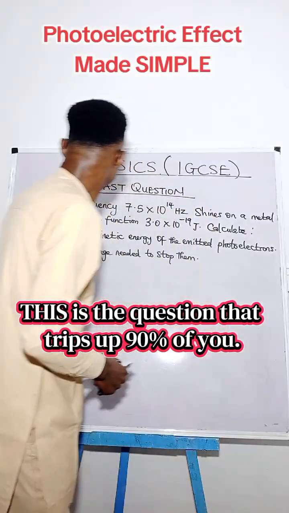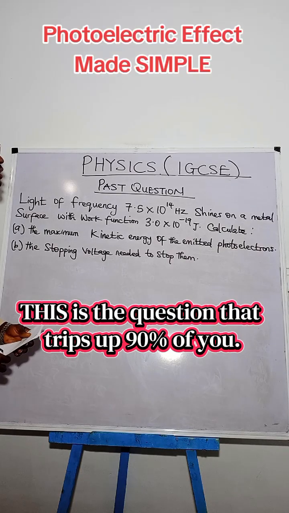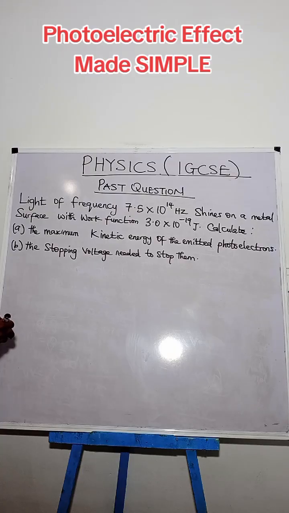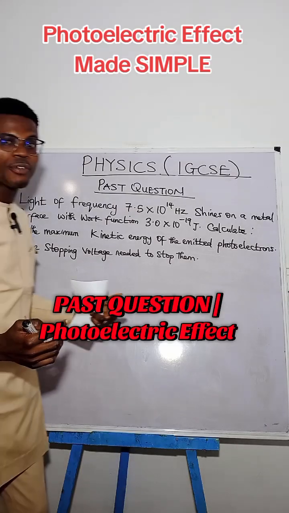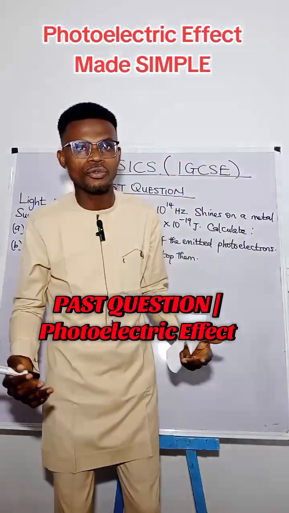Now let's begin. We are told that light of frequency 7.5 times 10 raised to power 14 Hz shines on a metal surface with work function 3.0 times 10 to the power minus 19 joule. We are told to calculate A, the maximum kinetic energy of the emitted photoelectrons, and B, the stopping voltage needed to stop them. First things first, let me explain the concept of the photoelectric effect for you.